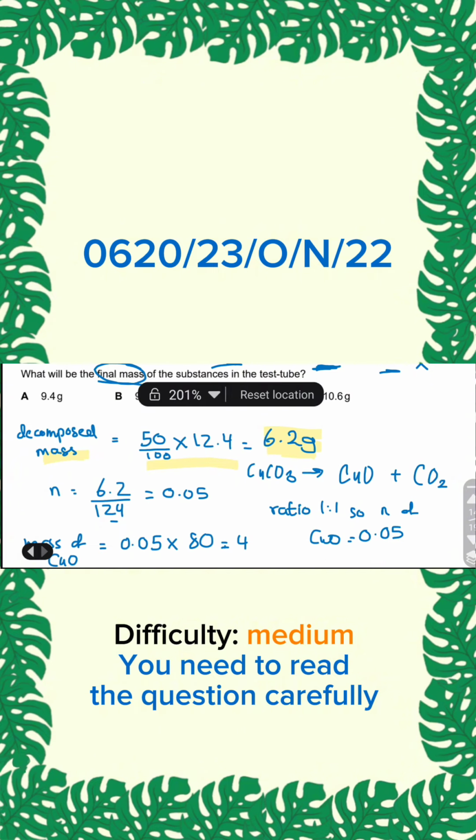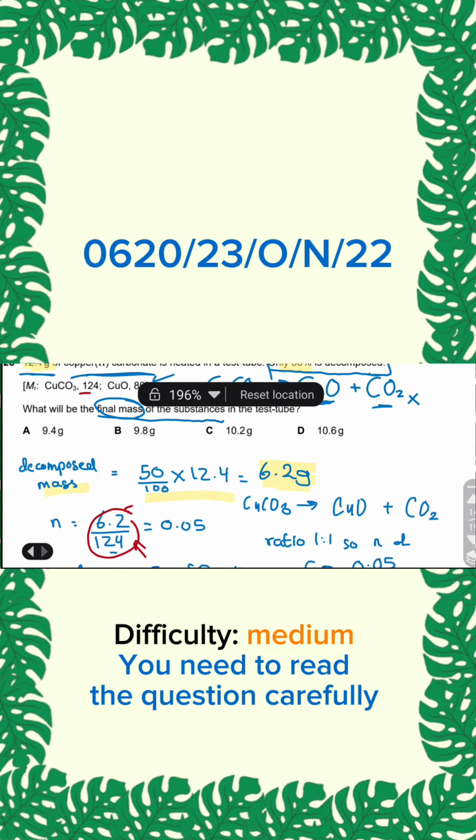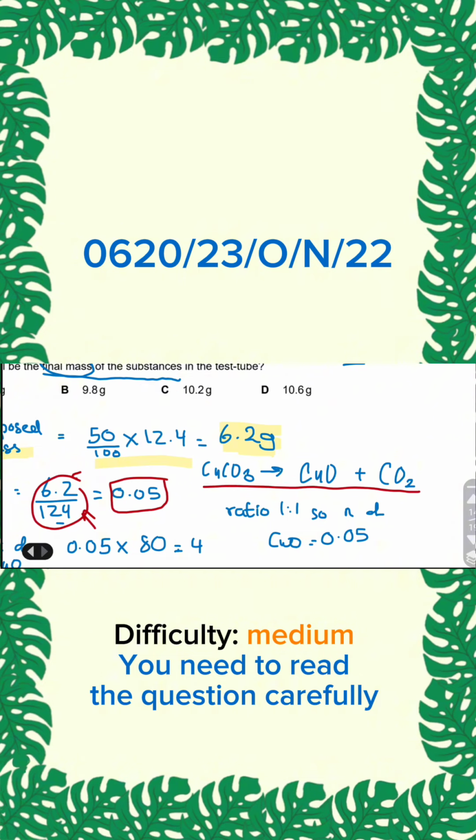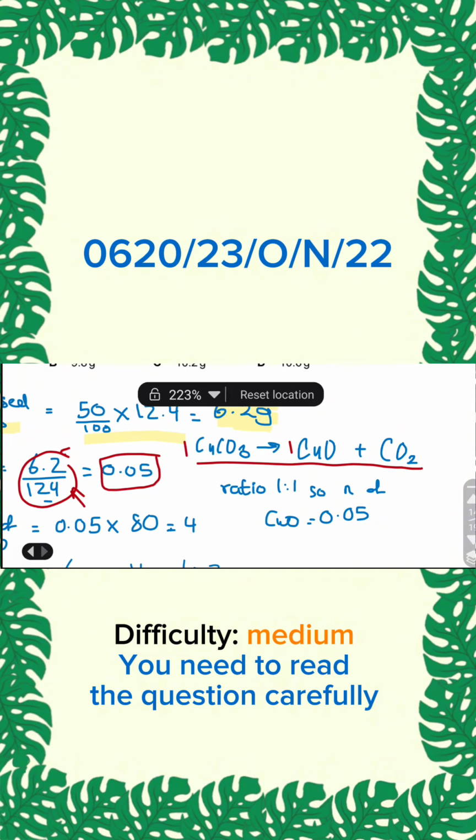So here's the number of moles of copper carbonate. We'll do the mass over the molar mass. The molar mass was given in the question right here. So we get 0.05. And in the equation, the ratio is 1 to 1. So copper oxide is also 0.05 moles.